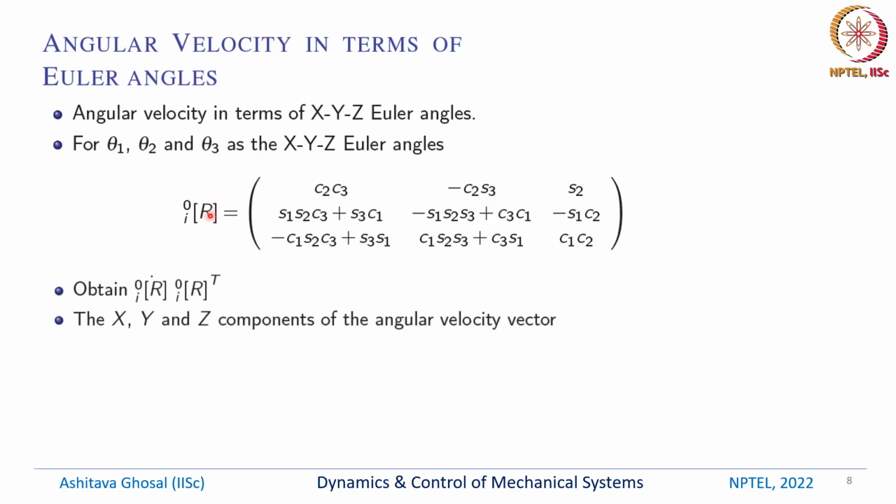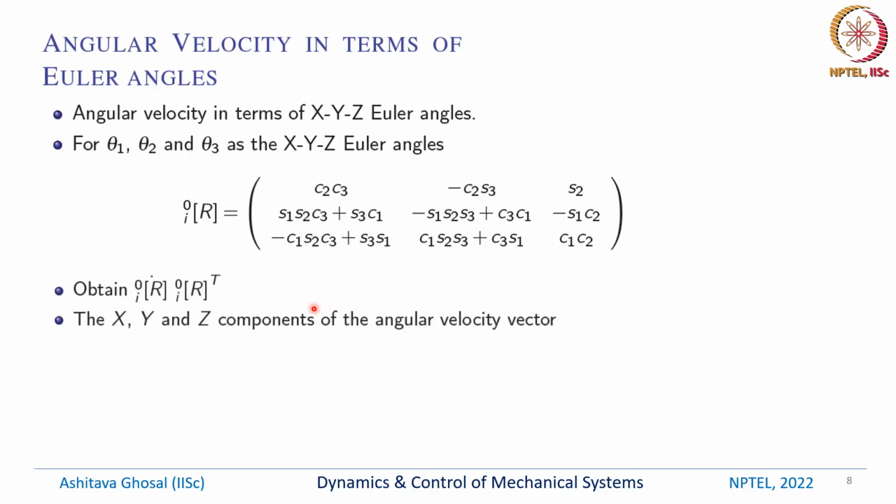We can now obtain R dot R transpose of this matrix. So what is r11 dot? We have to again use the chain rule. Cos theta 2 will give minus sin theta 2 into cos theta 3 plus cos theta 2 into minus sin theta 3. The first term should have theta 2 dot, and the second term should have theta 3 dot. The derivative of sine theta 2 is cosine theta 2 into theta 2 dot. So remember, when you take the derivative, you have to use the chain rule, and also you have to introduce theta 1 dot, theta 2 dot and theta 3 dot.